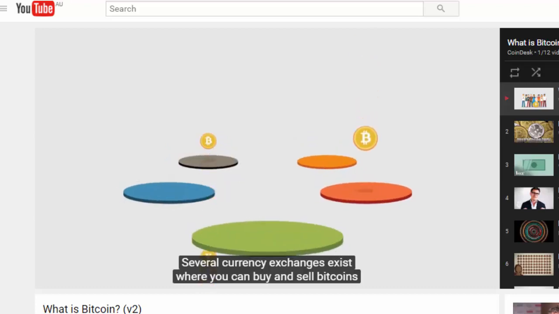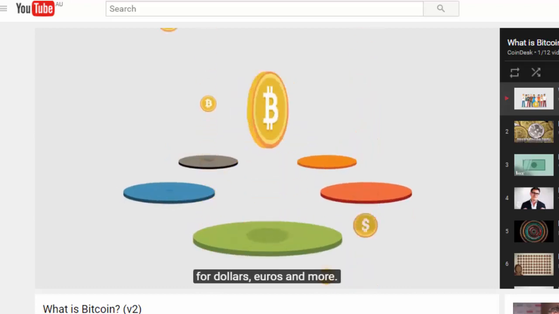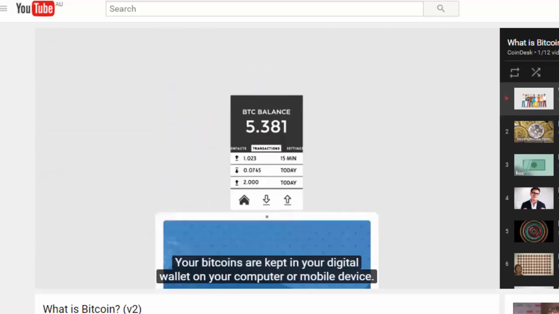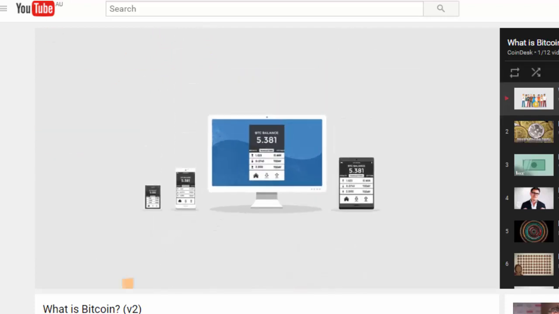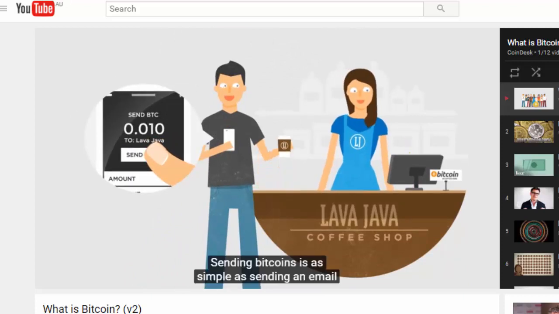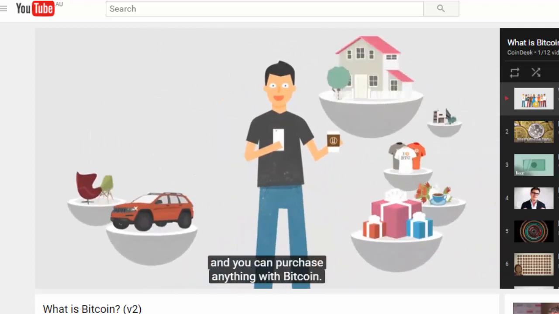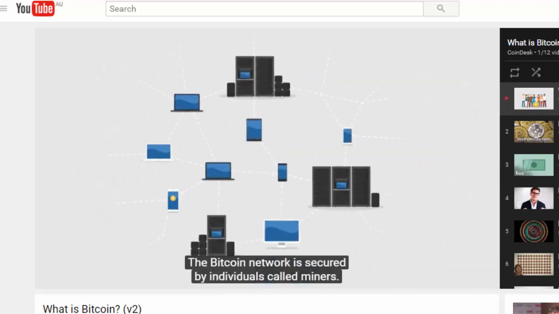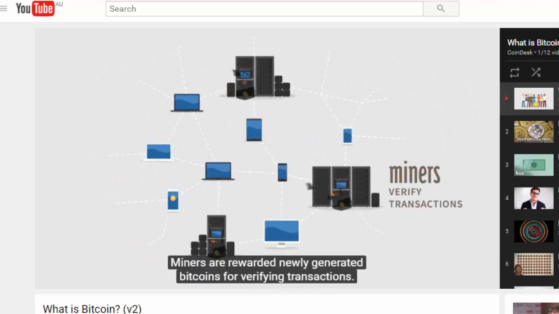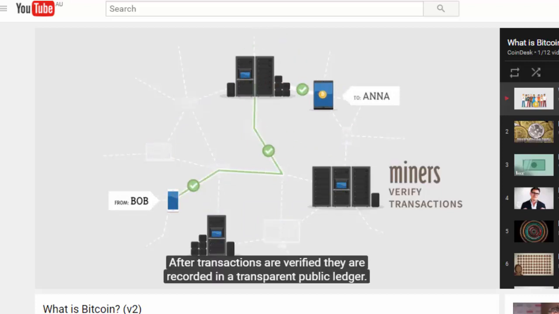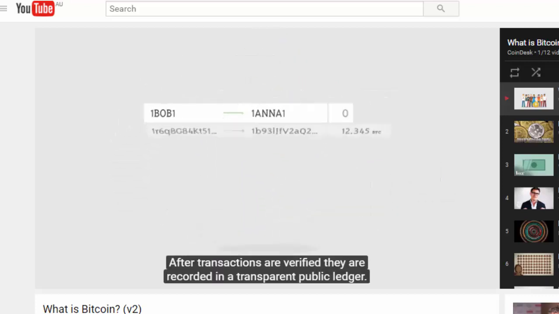Several currency exchanges exist where you can buy and sell Bitcoins for dollars, euros, and more. Your Bitcoins are kept in your digital wallet on your computer or mobile device. Sending Bitcoins is as simple as sending an email, and you can purchase anything with Bitcoin. The Bitcoin network is secured by individuals called miners. Miners are rewarded newly generated Bitcoins for verifying transactions. After transactions are verified, they are recorded in a transparent public ledger.